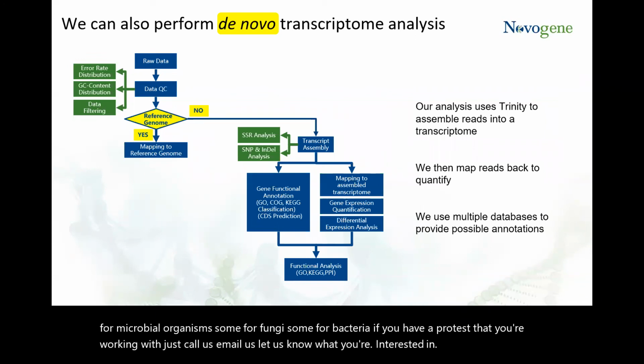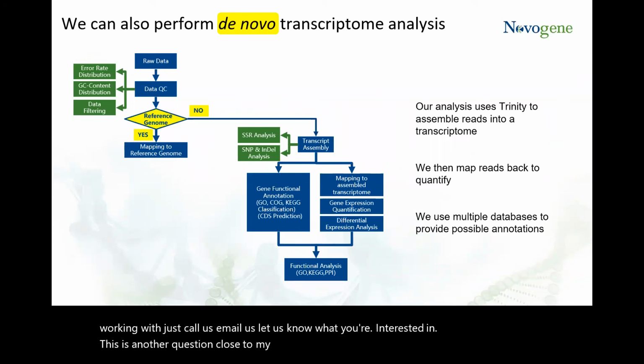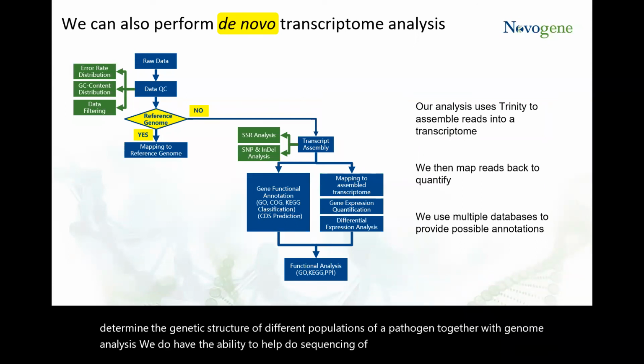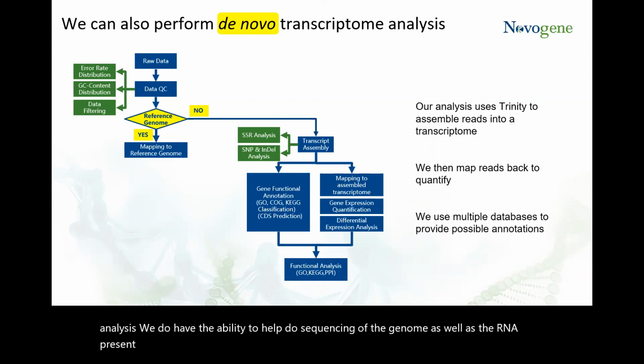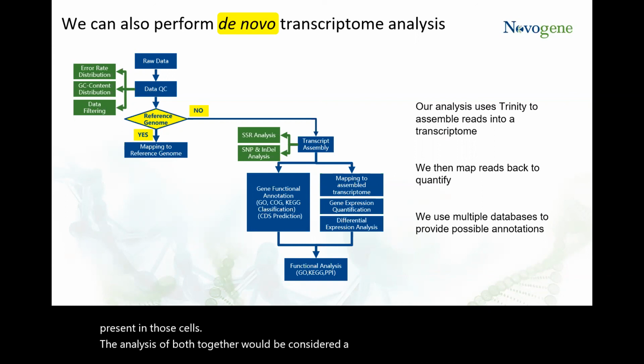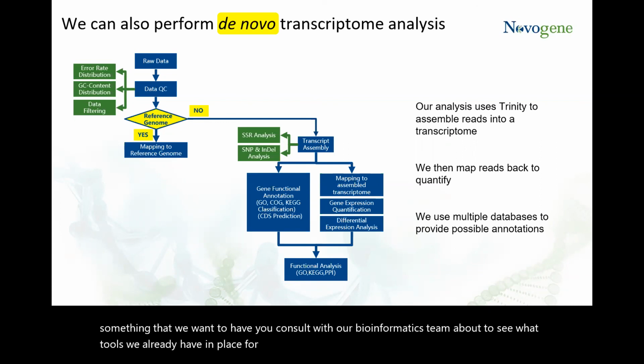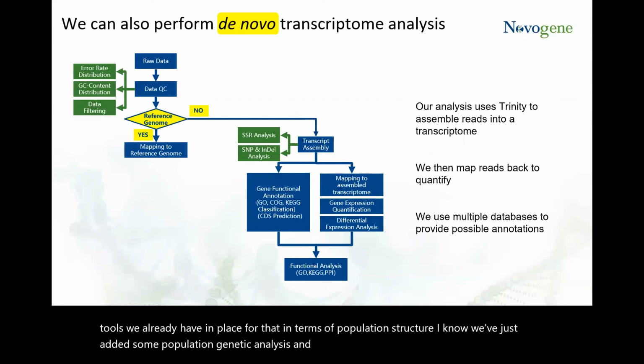This is another question close to my heart. The guest asks, can RNA-Seq analysis help determine the genetic structure of different populations of a pathogen together with genome analysis? We do have the ability to help do sequencing of the genome as well as the RNA present in those cells. The analysis of both together would be considered a custom analysis, and so that's something that we'd want to have you consult with our bioinformatics team about to see what tools we already have in place for that. In terms of population structure, I know we've just added some population genetic analysis, and I'm super excited about that. That was partly because I am so excited about it.